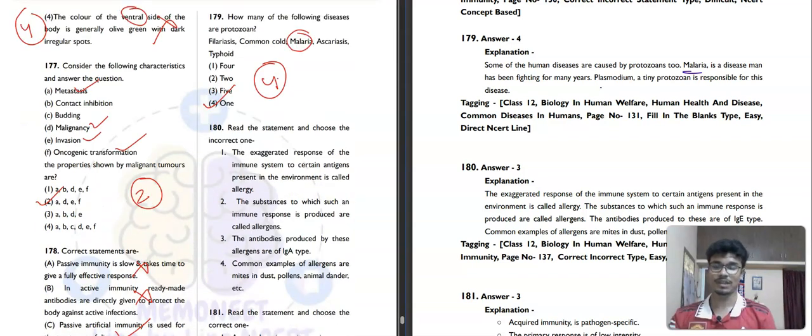Read the statement and choose the incorrect one. The exaggerated response of the immunity system to certain antigen present in the environment is called allergy. Correct. The substance to which such an immune response is produced are called allergens. Correct. The antibodies produced by these allergens are IgA type. So these are basically IgE type, not IgA. This one is incorrect. Common examples of allergens are mites in dust, pollens, animal dander, etc. Correct. So the incorrect one is the third option.